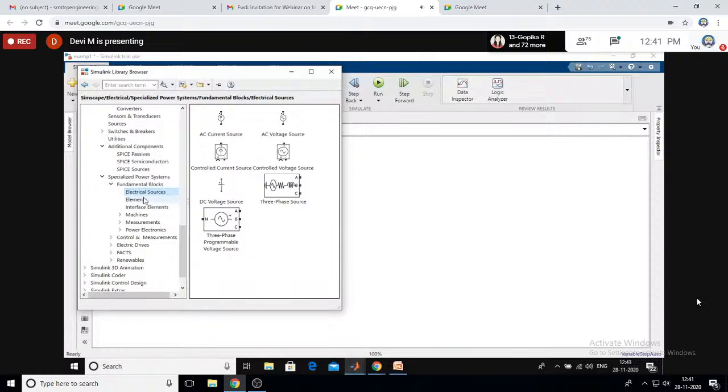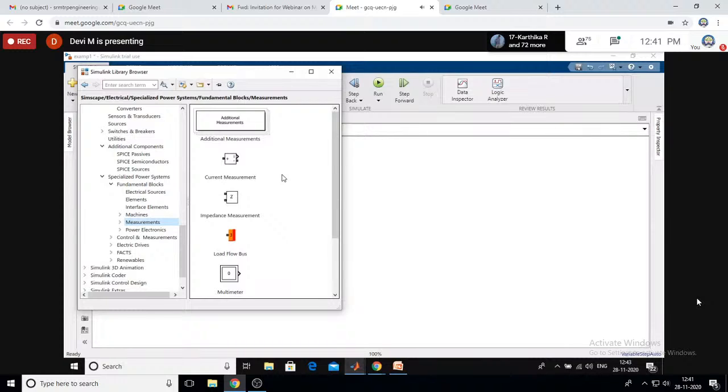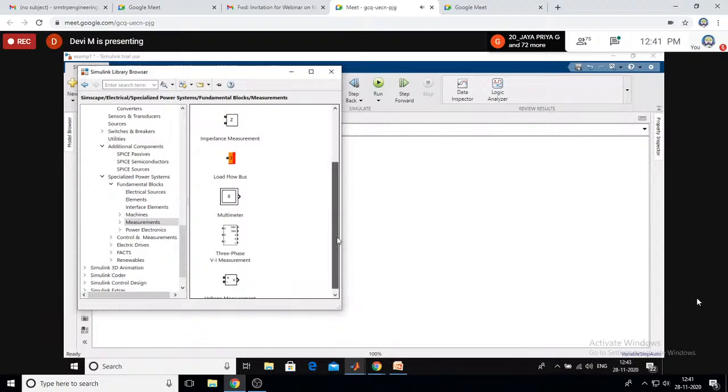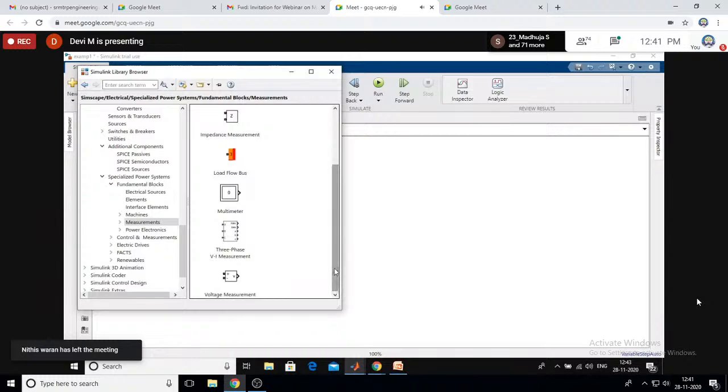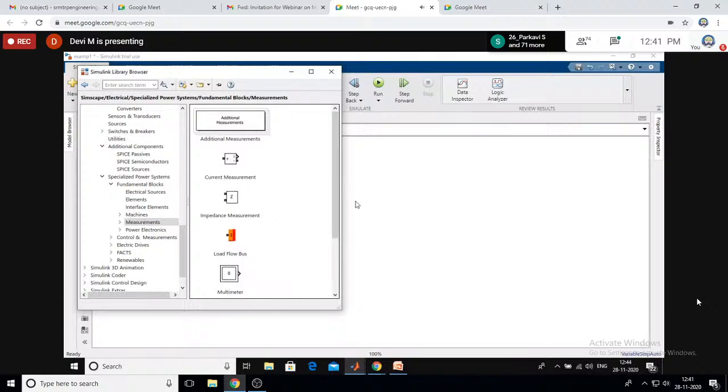Next, you need measurements. Here you can see this is the current measurement, and this is the voltage measurement. You will also have your multimeter here. If you know how to use the multimeter, you can use it, but I'll be going with the basics. So this is the voltage measurement block, and this is the current measurement block. Just drag them over here and you'll get them.